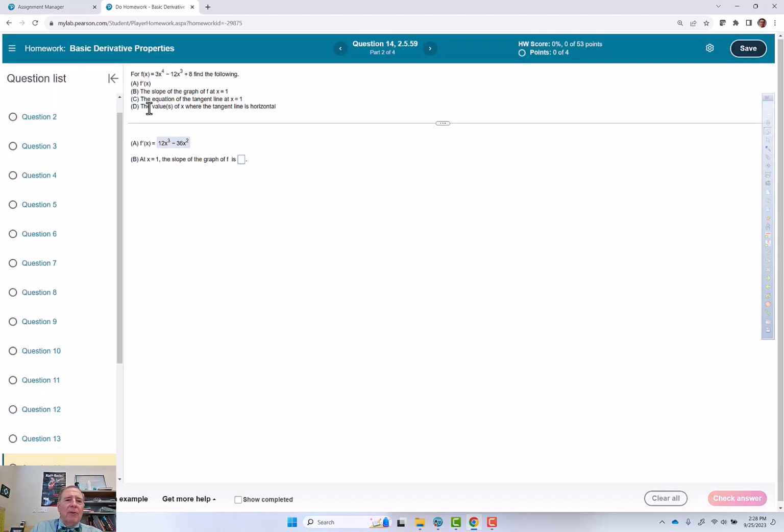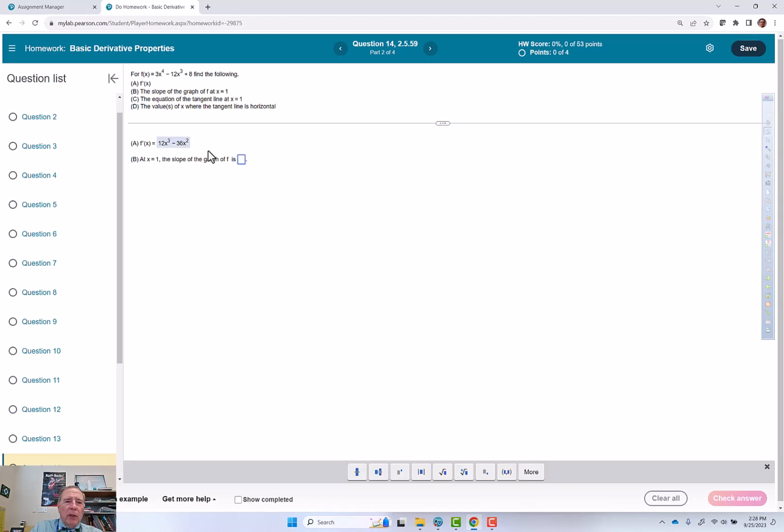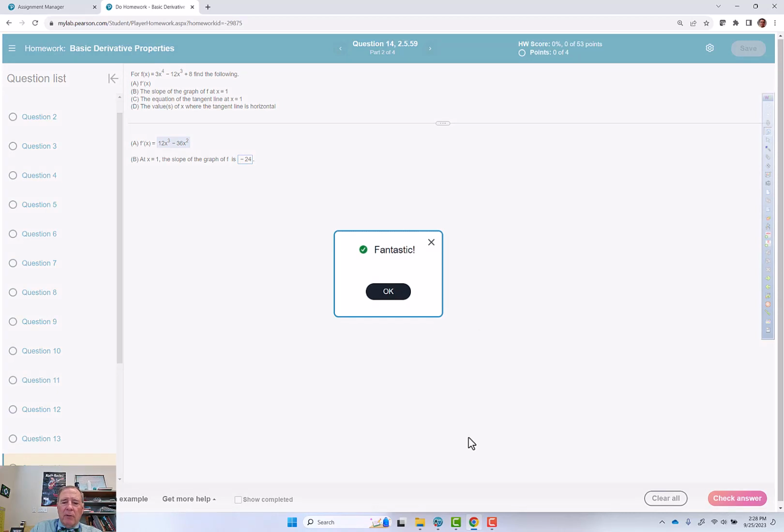So now this is actually pretty easy. The slope of the graph of f at x equals 1: we just put 1s in for x cubed and x squared, and we get 12 minus 36, which is going to be negative 24. We'll check that answer, fantastic.